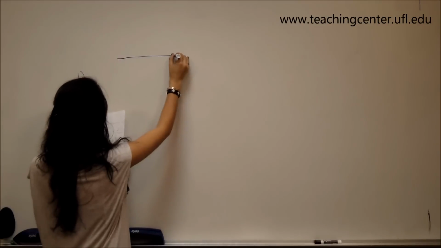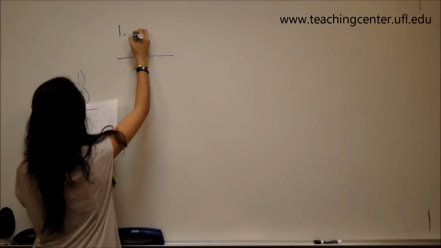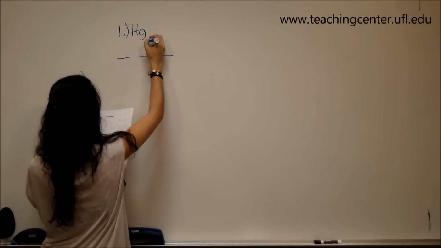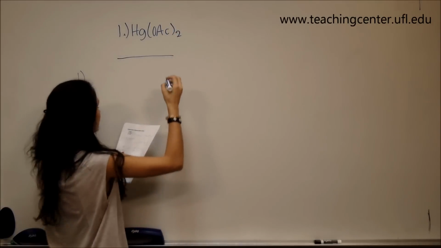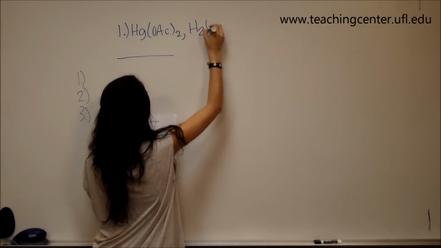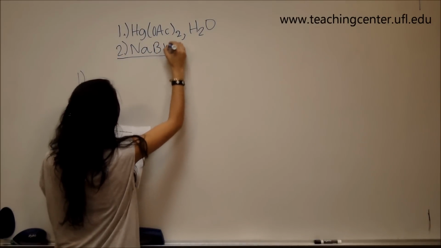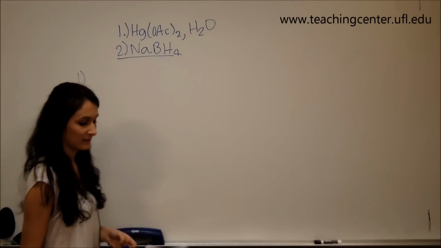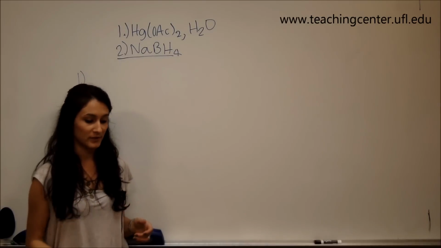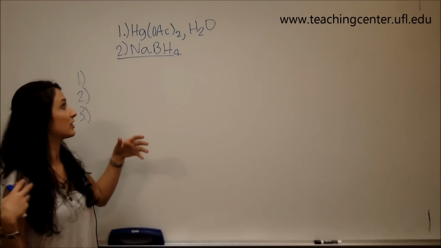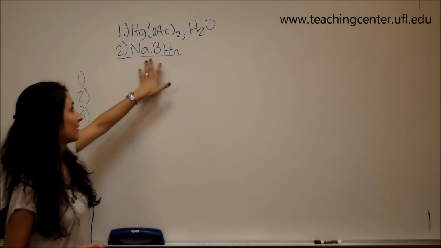Okay, oxymercuration reduction. For this one, your reactants are not going to be as intuitive as they were for the other ones. You're probably going to have to memorize these reactants, or these reagents. Okay, so we use HgOAc2 and H2O and NaBH4 as our reducing agent. This is called oxymercuration. So this is mercury, so your oxymerc, and then reduction by NaBH4.